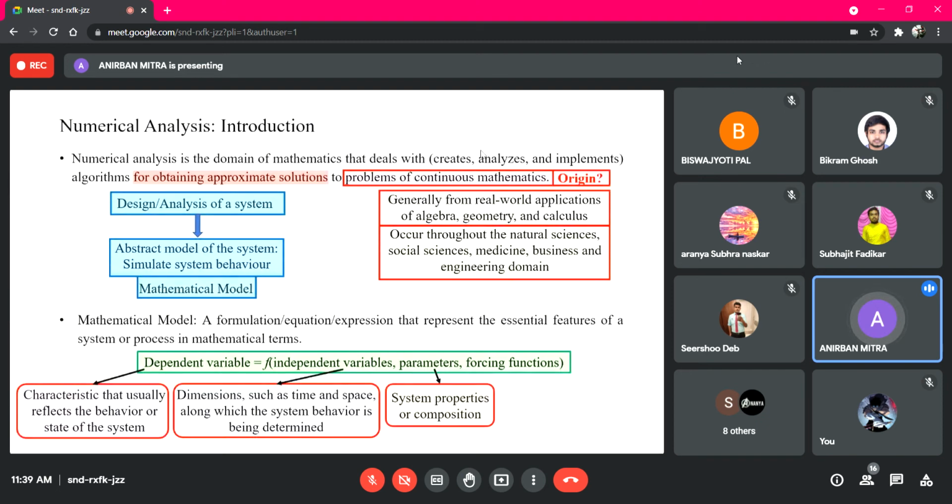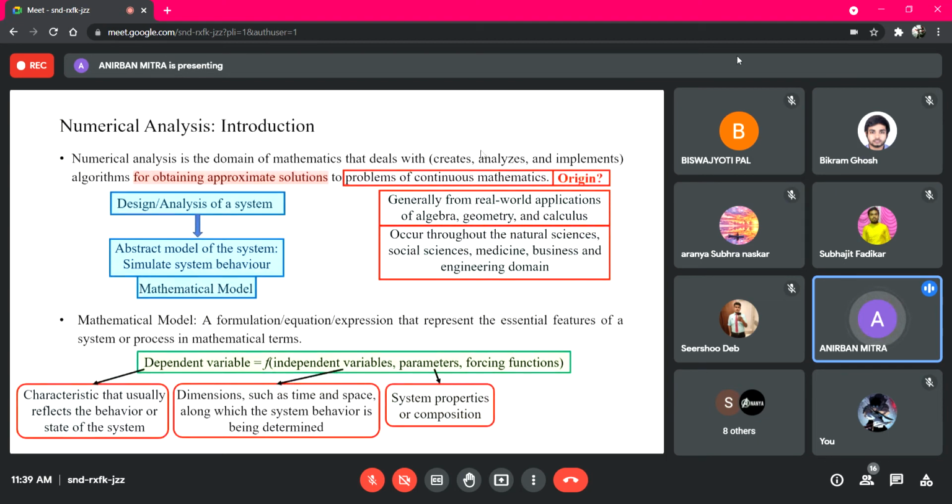Now we finally come to forcing function. These define the external influence on the system. Again, think of the beam. I'm applying a concentrated force at the midspan of the beam. So this is the external influence on that system, and that can be construed as the forcing function.